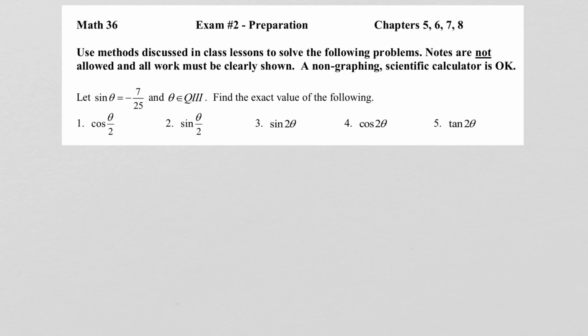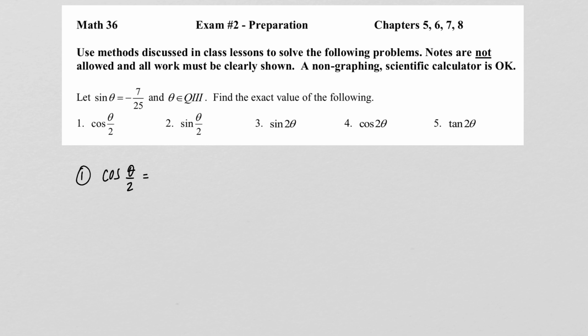In the first group of problems, we are asked to find trig values of double and half angles with the following given information. Sine of theta is equal to -7/25, and theta belongs to quadrant 3. And we wish to find the exact value for all of the following. So let's go ahead and start with the cosine of theta over 2. There is an identity for this.